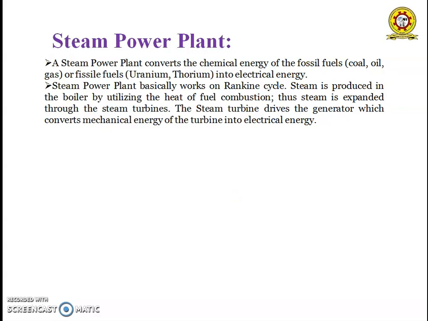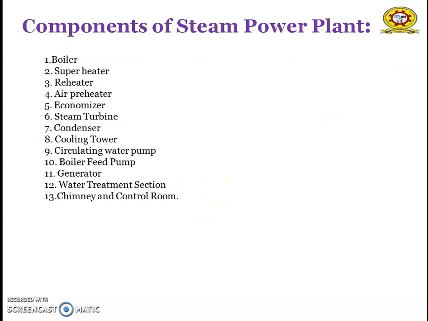Steam power plant. A steam power plant converts the chemical energy of the fossil fuel, that is coal, oil or gas, or nuclear fuels, uranium, thorium, into electrical energy. A steam power plant basically works on the Rankine cycle. Steam is produced in the boiler by utilizing the heat of fuel combustion. The steam is expanded through the steam turbines. The steam turbine drives the generator, which converts the mechanical energy of the turbine into electrical energy.